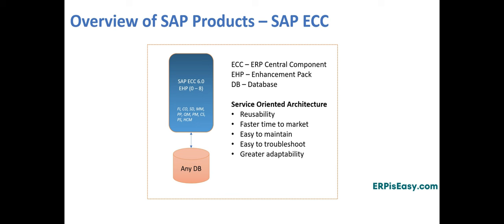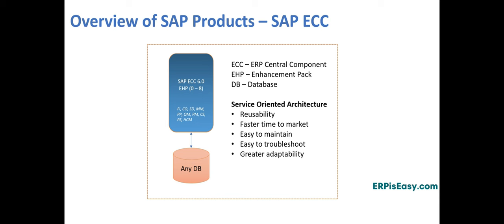SAP HANA, which stands for High Performance Analytic Appliance, is a multimodal database that keeps data in memory rather than on a disk. The column-oriented in-memory database design enables you to run advanced analytics alongside high-speed transactions. What is the significance of this? Because it allows businesses to process massive amounts of data with near zero latency, query data in real time, and become truly data-driven.